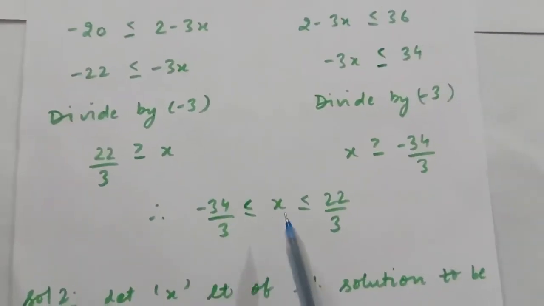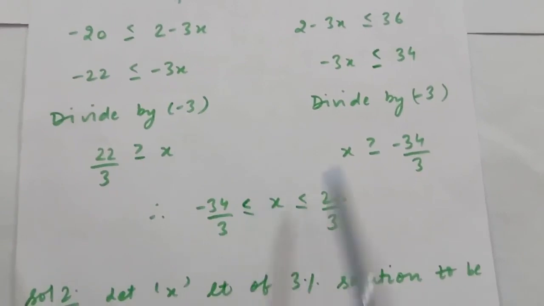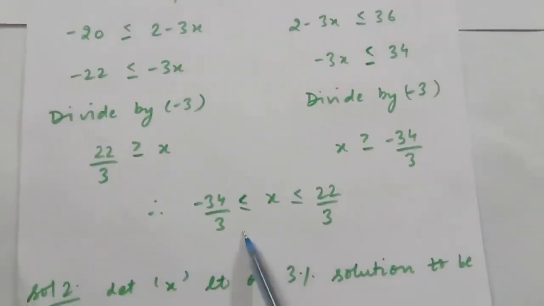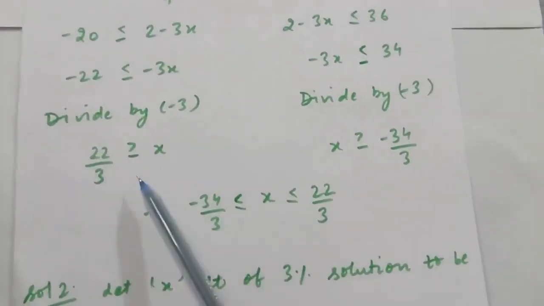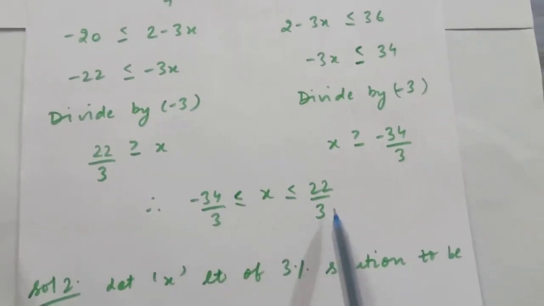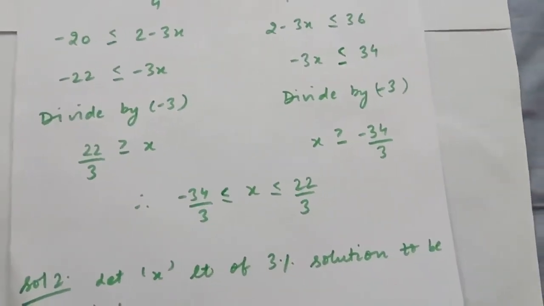Therefore, we got x ≥ -34/3 but x ≤ 22/3. So, this is the solution of the first question.